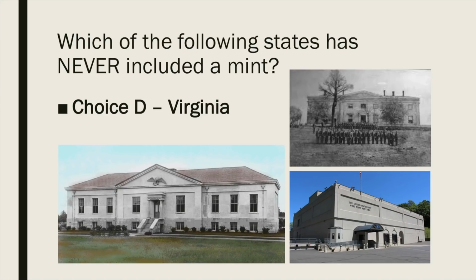So here we have the West Point, New York Mint. This is the Dahlonega, Georgia Mint. And this is the Charlotte, North Carolina Mint. Only one of them, I believe, is still in existence, West Point, in terms of actually making coins. But Dahlonega and Charlotte both were functioning mints at one point.